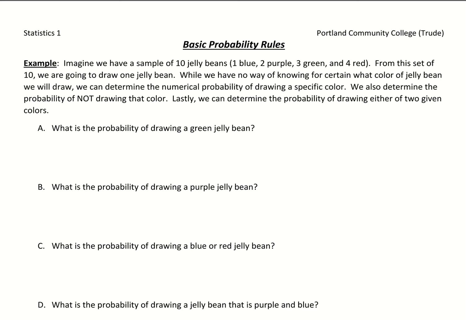So we're going to look at the example with the jelly beans again, where we have 1 blue, 2 purple, 3 green, and 4 red for a total of 10 jelly beans. And we just want to practice some basic probability here. To shorten the notation a little bit, for blue, I'm going to use capital B. For purple, I'll use capital P. For green, I'll use capital G. And for red, I'm going to use capital R. So we're going to draw 1 jelly bean from the set, and while we don't know which color we're grabbing, we can determine the probability for each color.